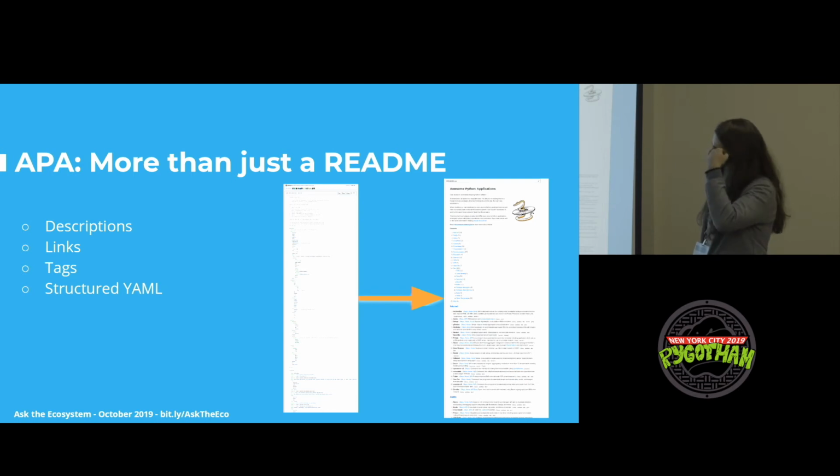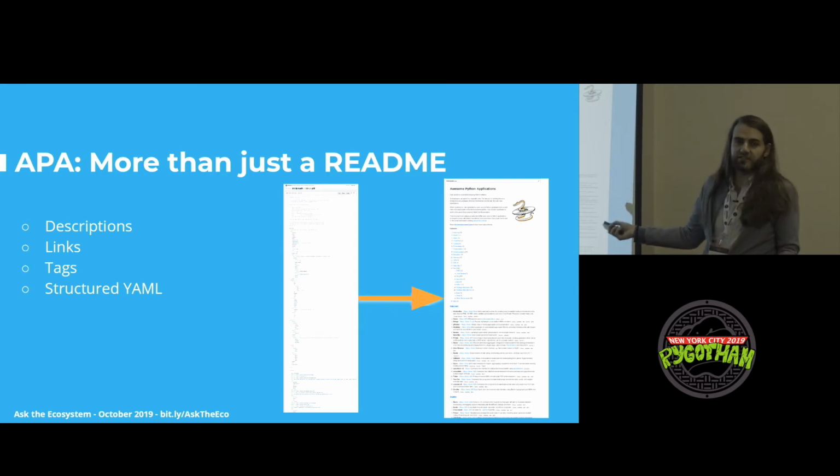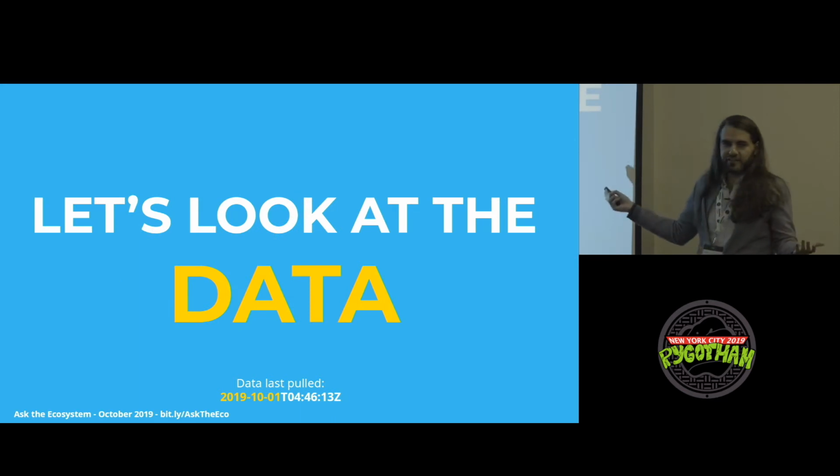But importantly, the APA is more than just a README, right? So you basically have descriptions. That's the human readable part. You have links, I think almost 1,000 links right now. Tags, which make it structured. And most importantly, it's structured. So what's the natural thing to do with something that's machine readable like this? You've got to look at the data.